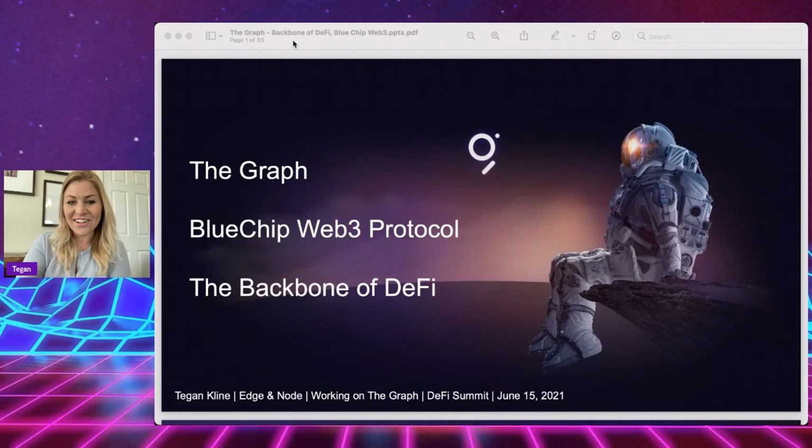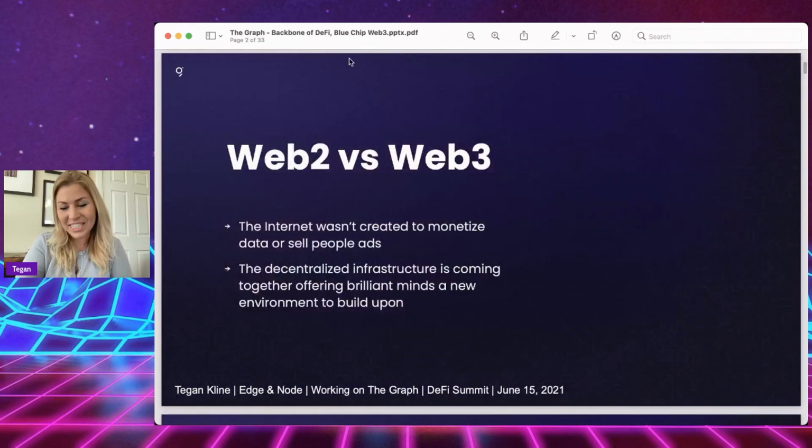Right, great. So as mentioned, I'm chatting today about the Graph, which is a blue chip Web3 protocol. And the Graph is the backbone of Web3 and DeFi, NFTs, DAOs, many other things within the Web3 space. So Web 2 to Web 3. So what does this look like? What is Web 2? What is Web 3?